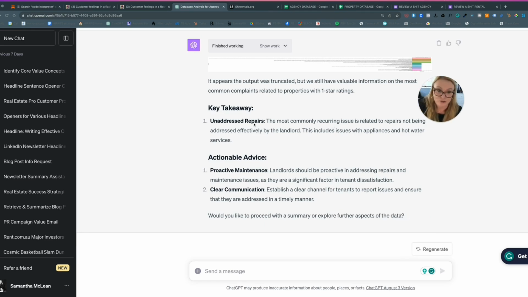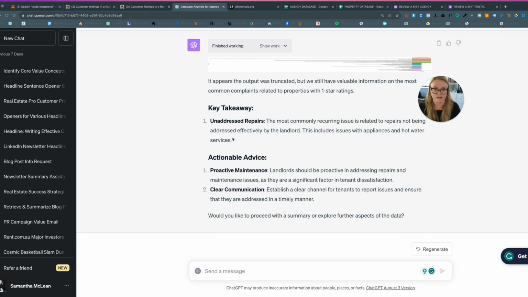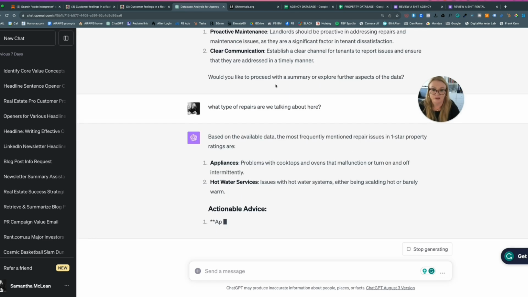But key takeaway: unaddressed repairs. The most commonly recurring issue is related to repairs not being addressed effectively by the landlord. This includes appliances and hot water services. So yeah, again, I think maintenance is just one of those things that you've got to be 100% on top of. I can delve into this deeper and ask what type of repairs, so that we know, let's just say there might be a concentration of things, and do we need more trades in a particular area or something? So what type of repairs are we talking about here? I mean, it does occur to me too that this doesn't have to be any more difficult than this: proactive maintenance and clear communication.